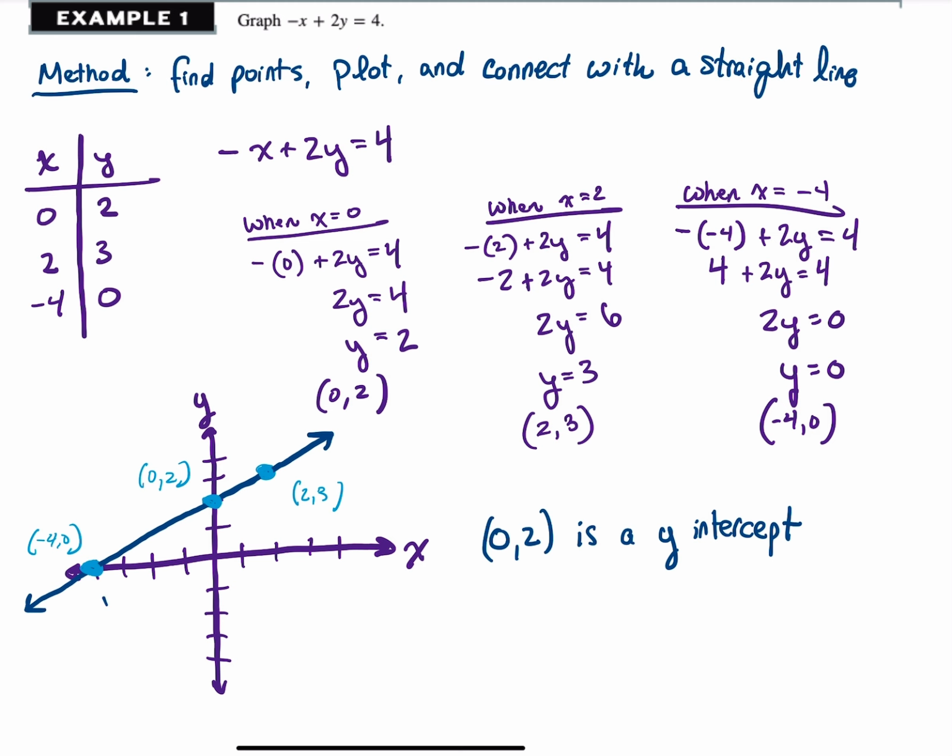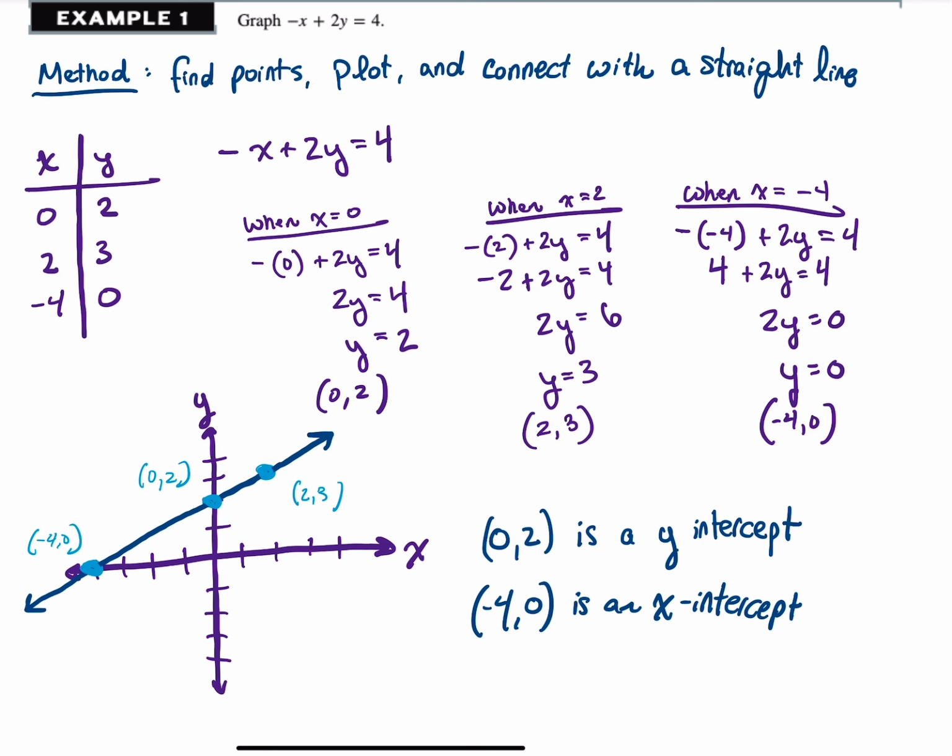And then over here, we have an x-intercept. That's what I'll call that point, at negative 4, 0. I can say negative 4, 0 is an x-intercept. Just to label some interesting points here. But again, there's an infinite number of points on this line.